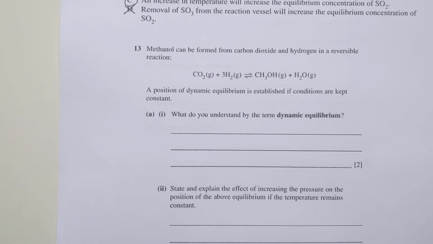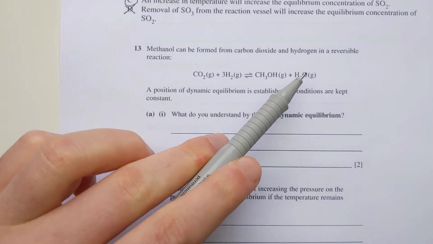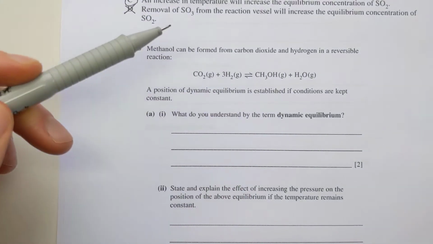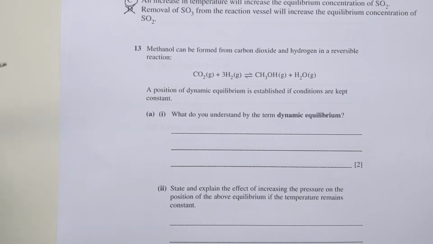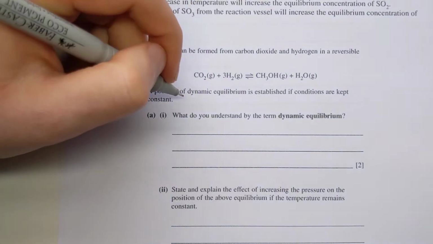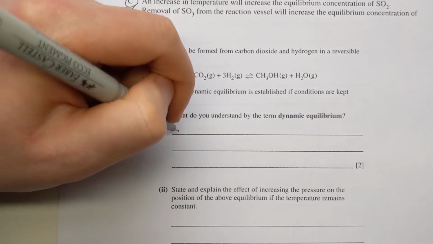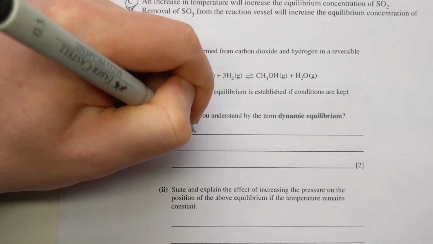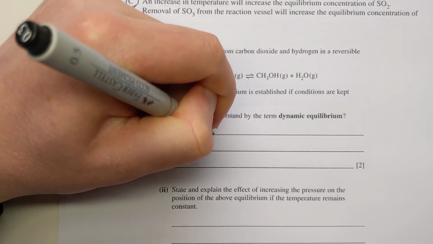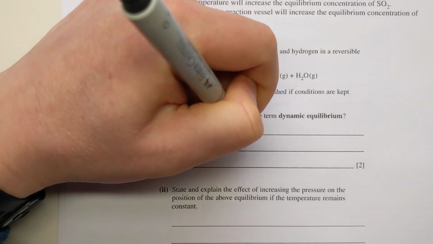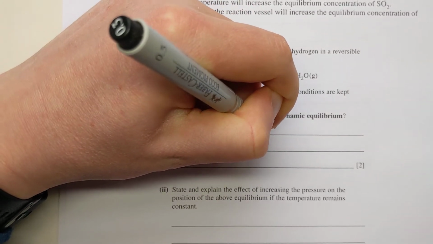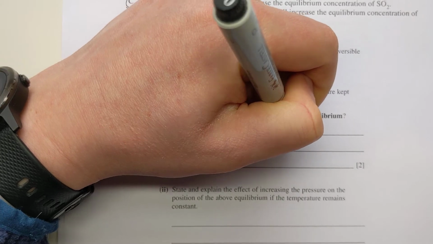Next question, obviously a theory question. It gives you an equilibrium between carbon dioxide, hydrogen, methanol and water. They're all in the gas phase. Part A is a little kind of definition question, which is just straight out of your notes. 2 marker, what do you understand by the term dynamic equilibrium? So there's always 2 parts to that. The first marker is always for the bit about the rates. So the rate of the forward reaction is the same as the rate of the reverse reaction.